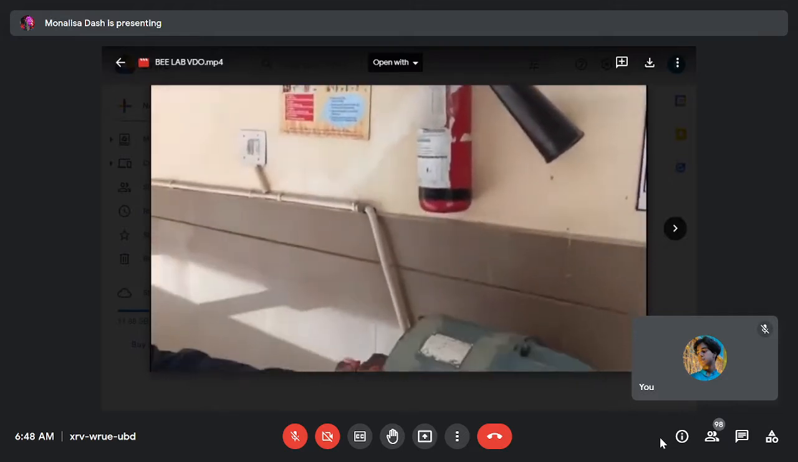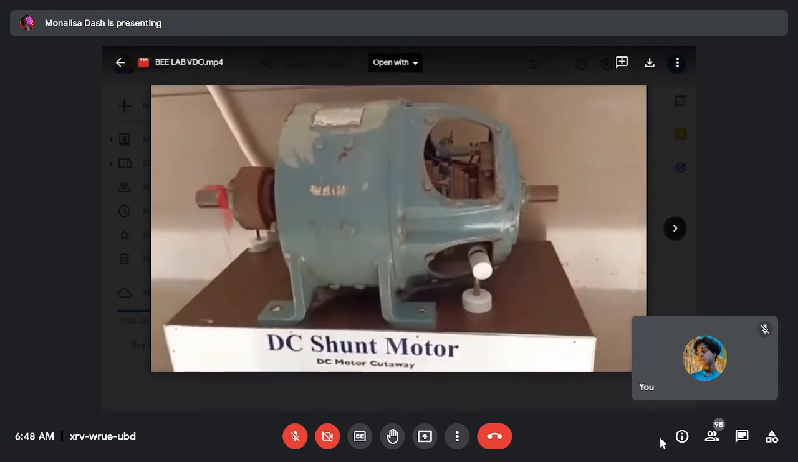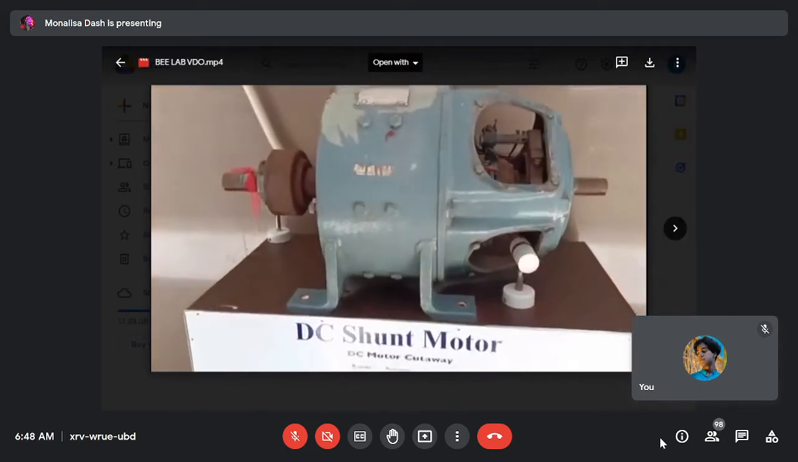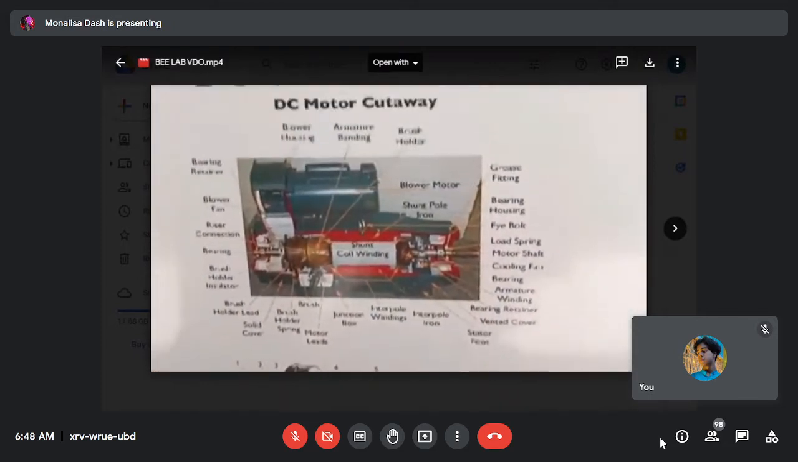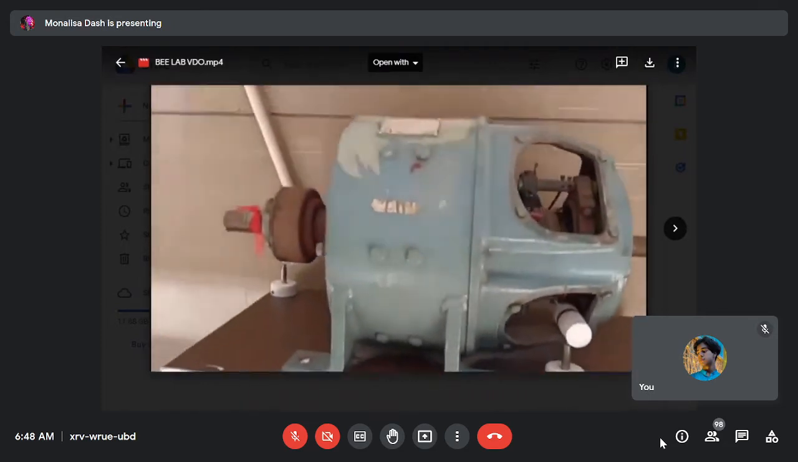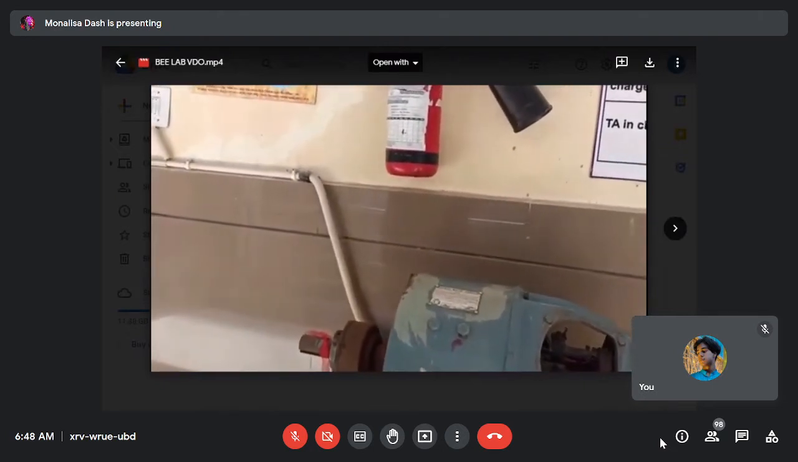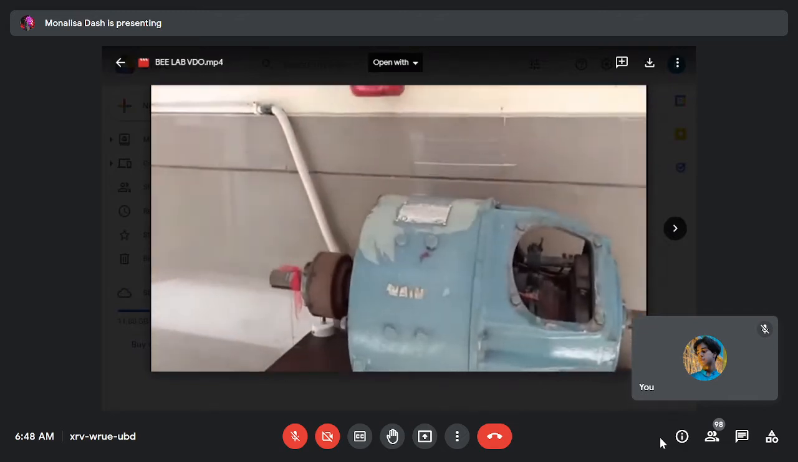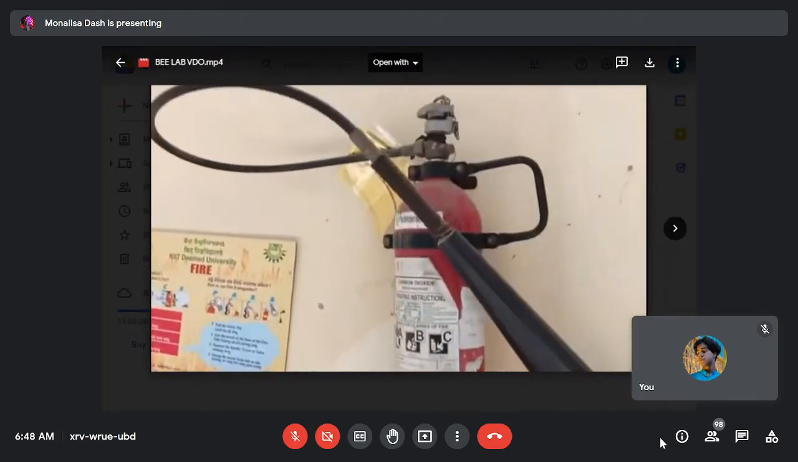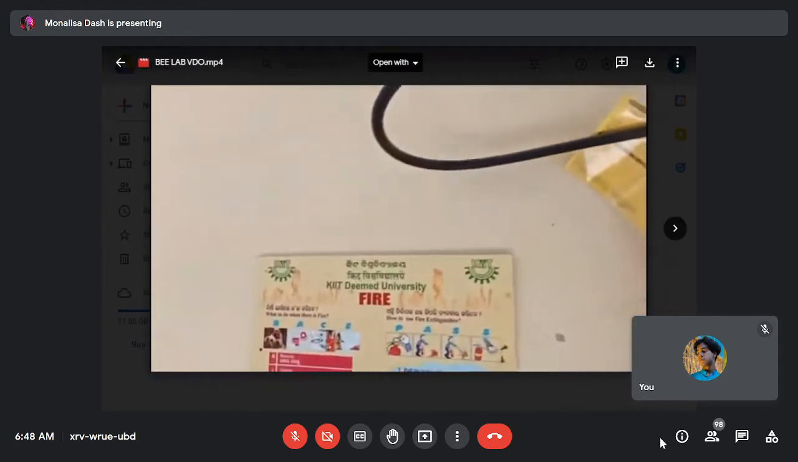And here we have displayed the DC shunt motor so that students can see what parts are available inside the machines. No doubt students will definitely use all these machines practically, but what the actual parts inside are, how they look, how they operate, they can get the idea by looking at this experimental setup. So here we have the safety and precautions to be taken if the lab has a fire.